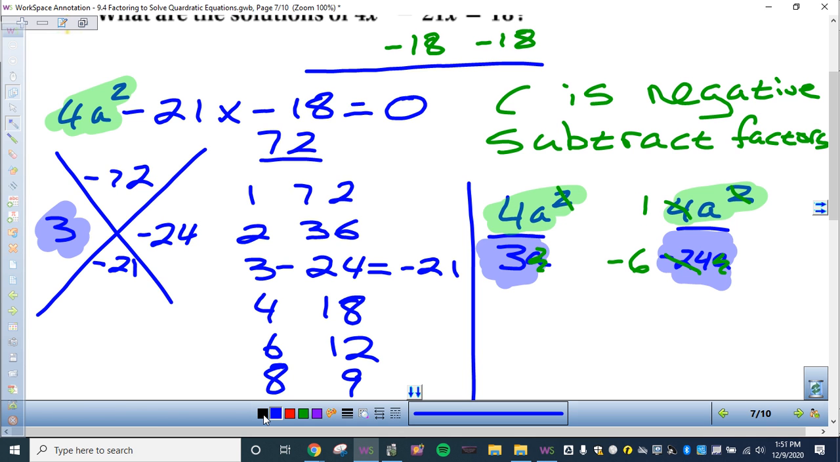And then you just go 4a plus 3 equals 0. Is it 4x? The original one was 4x. It's okay. We're going a's today, I guess. a minus 6 equals 0. If you switch the letters in the middle, I don't care at all. It's no big deal. Because I did.